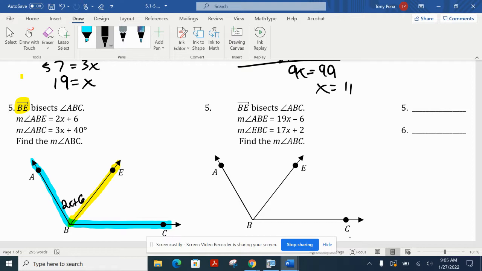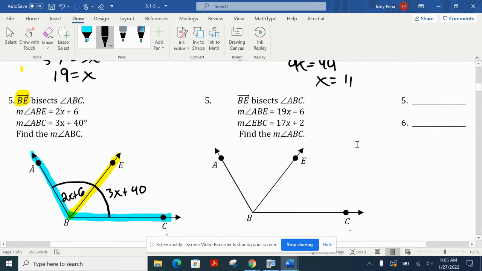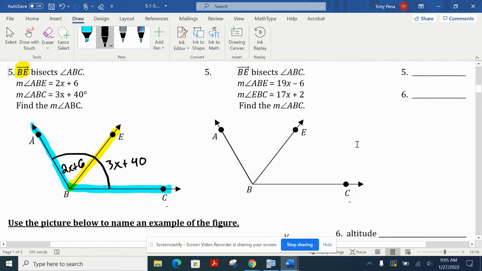And then ABC equals 3x plus 40. Oh, hold on. So ABC is the big angle, 3x plus 40. Actually, I want you to try this one. See what you think here. And then I ultimately want you to find the measure of that big angle ABC.